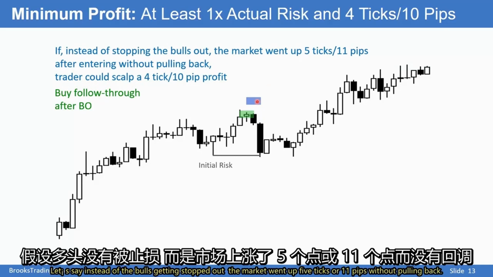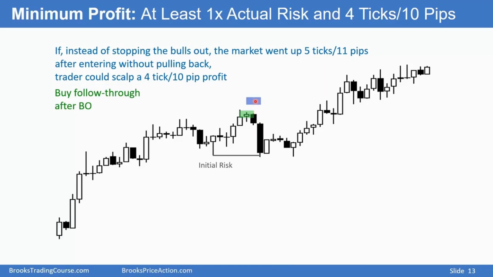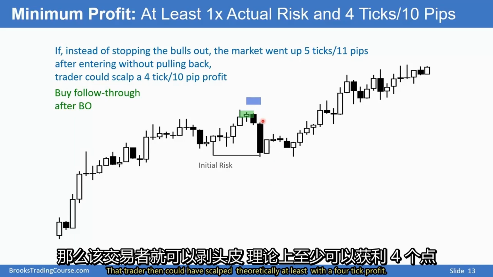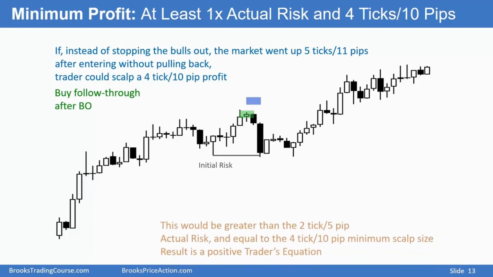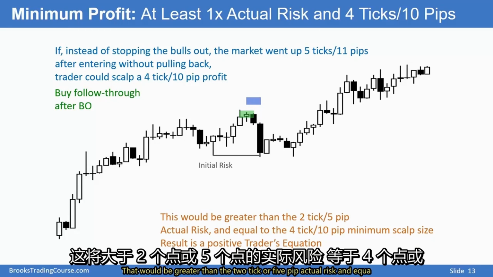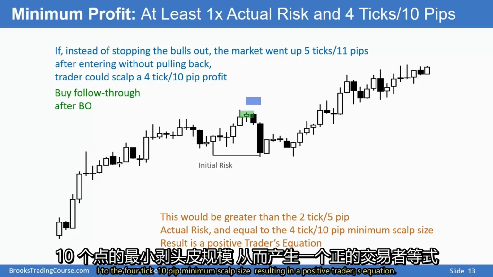Let's say instead of the bulls getting stopped out, the market went up 5 ticks or 11 pips without pulling back. That trader then could have scalped, theoretically at least, with a 4-tick profit, or if it was a Forex market, a 10-pip profit. That would be greater than the 2-tick or 5-pip actual risk and equal to the 4-tick, 10-pip minimum scalp size, resulting in a positive trader's equation.